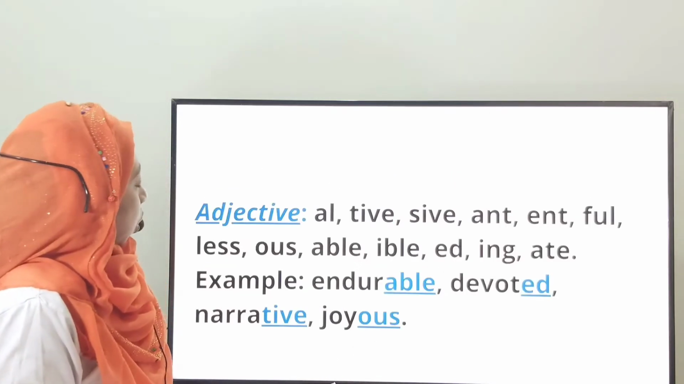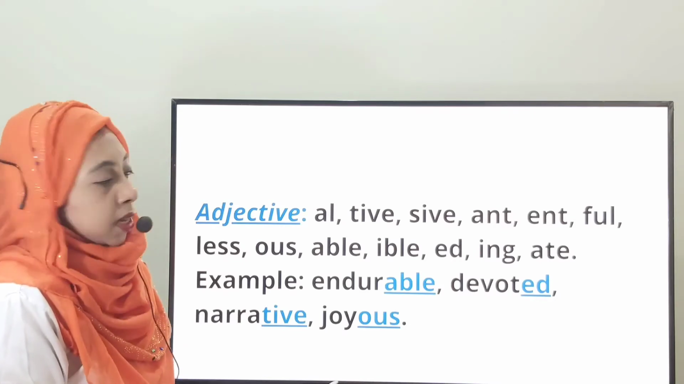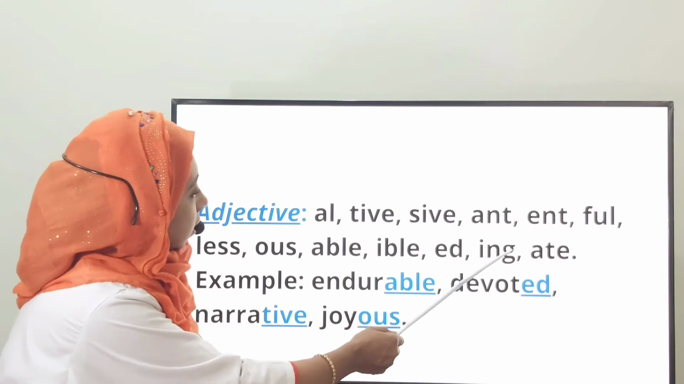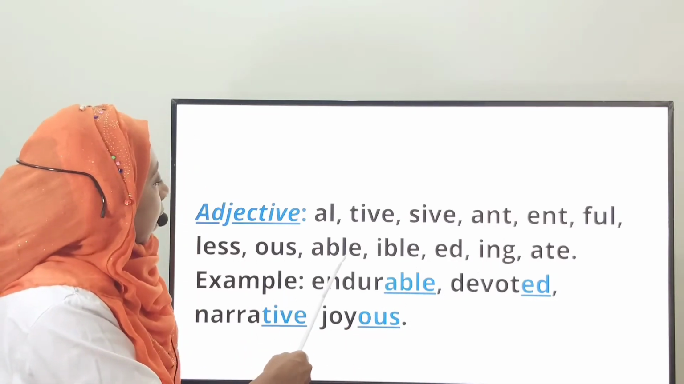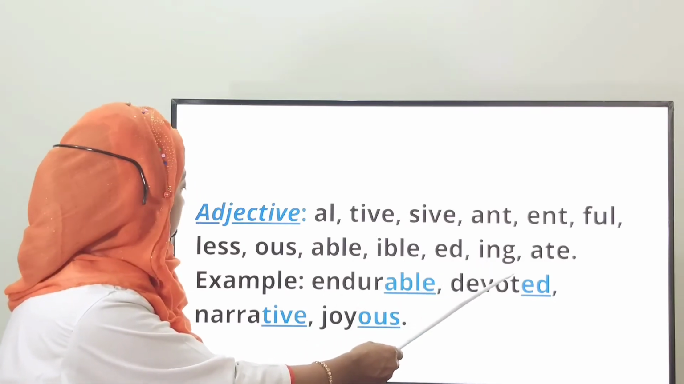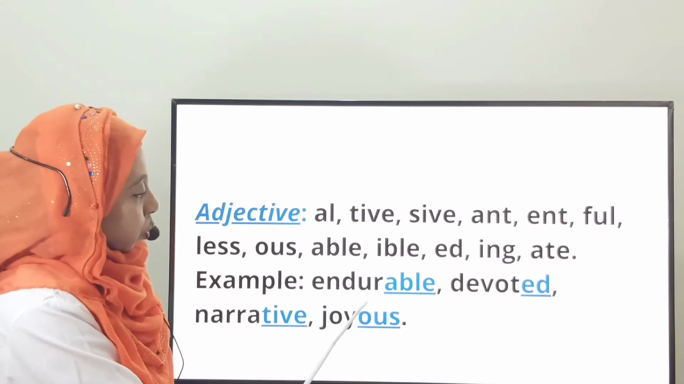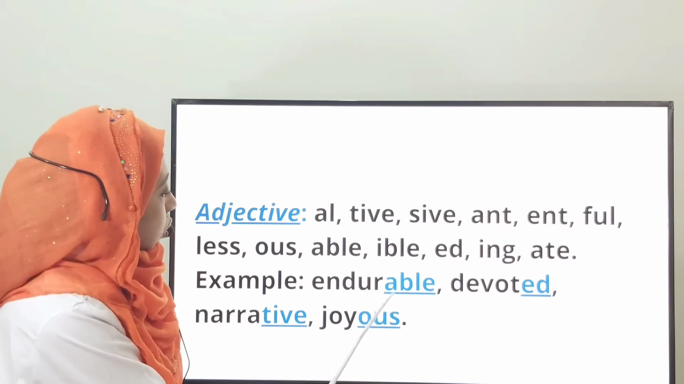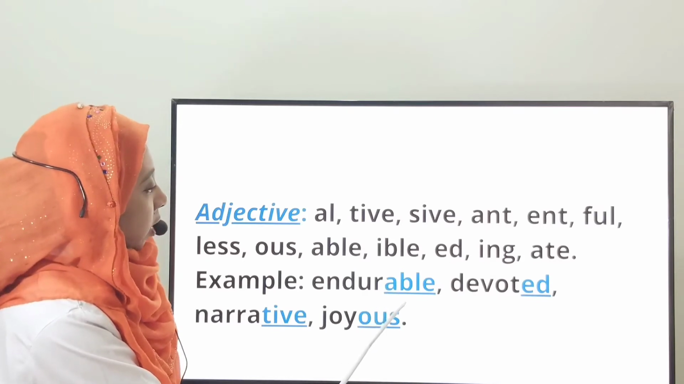Dear students, we also get adjectives after using suffixes such as al, tive, sive, ant, ent, ful, less, ous, able, ible, ed, ing, ate. For example, we can get here endure, the root word or base word. After that we use suffix able. So it created a word endurable. It is an adjective.